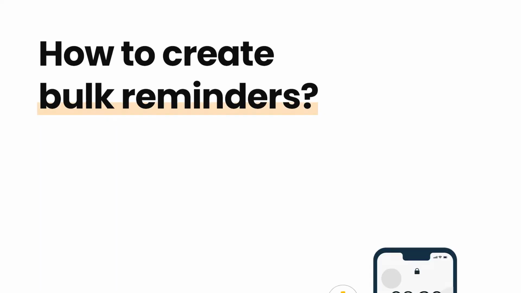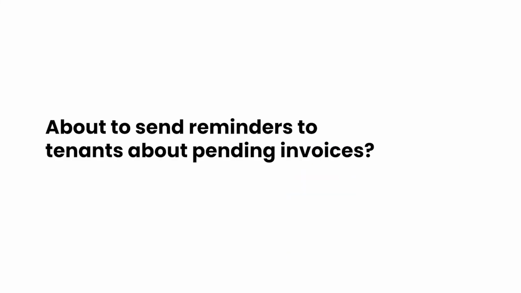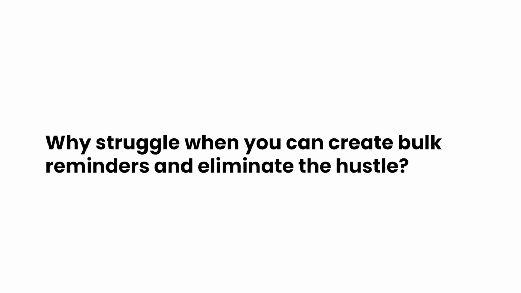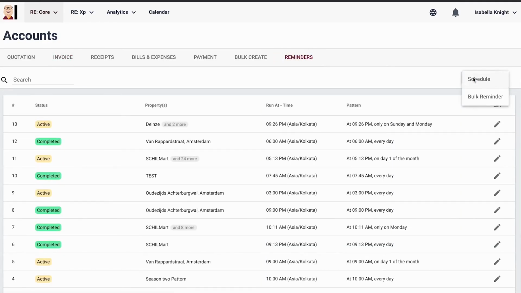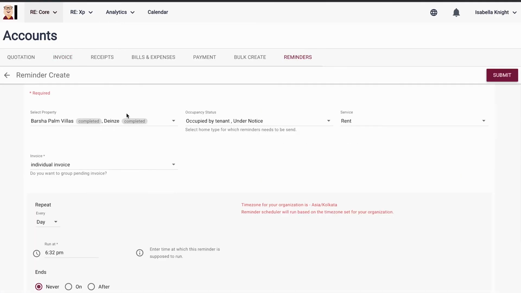How to create bulk reminders. About to send reminders to tenants about pending invoices? Well, here's a subtle reminder for you. Why struggle when you can create bulk reminders and eliminate the hassle? Go to the Reminders section in Accounts and click on Add Reminder. Fill in the details like property, occupancy status, and service.